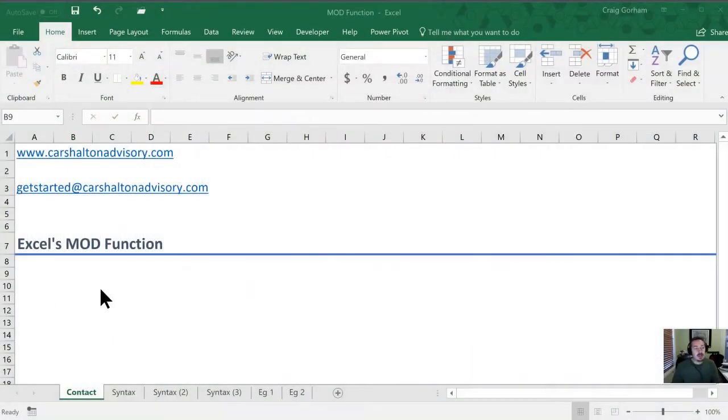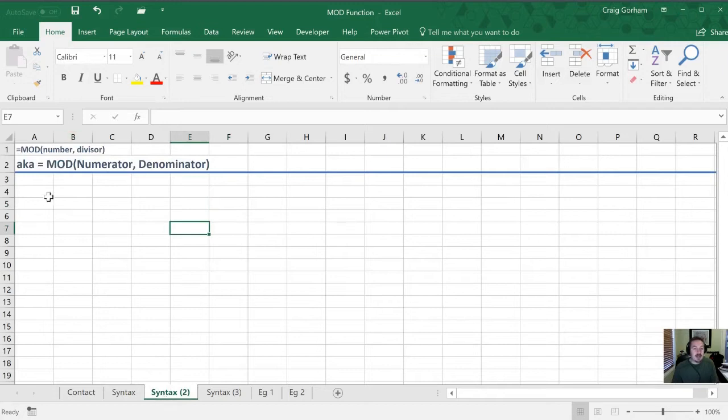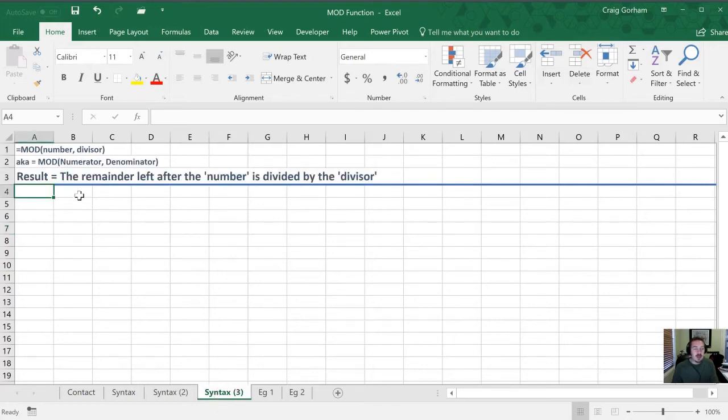In this video, we're going to learn Excel's mod function. Let's take a look at its syntax. In this case, when we use the mod function, Excel requires both a number and a divisor from us. What this means is effectively that we need to provide a numerator as well as a denominator in a fraction. Now you can think of this if it makes it easier. What it's going to do is provide us as a result the remainder that's left after our number is divided by our divisor.